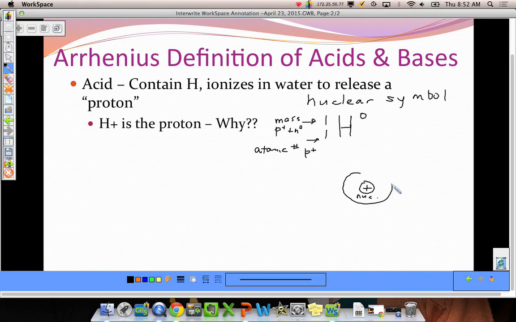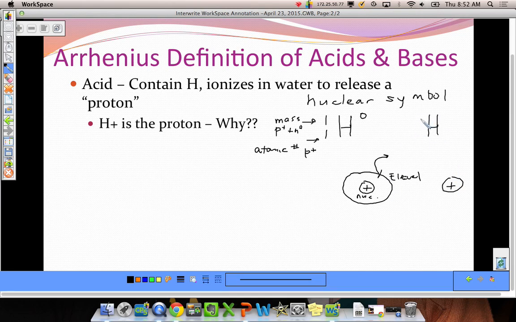And then I've got my energy levels where my electrons go. How many electrons does an atom of hydrogen have? 1. So my energy level, E level, has just 1 electron in it. So I've got a proton and an electron. Now, when I form the ion, what am I losing? I'm losing an electron, so that goes away. I'm left with just a proton in the nucleus. That's why we call H plus a proton. That's all that's left. When the hydrogen atom becomes an ion, it's just left over as a proton.